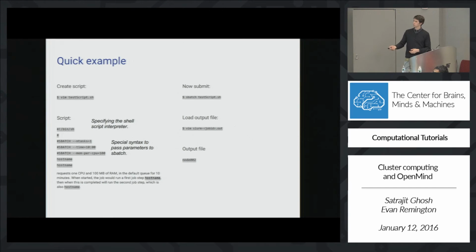And then this should be the contents of your output file. Super, kind of boring, but it's kind of cool. So how do you load the output file? Again, you're just going to type vim space slurm dash whatever the number that this command gave you dot out.